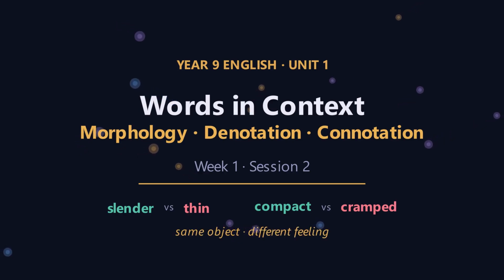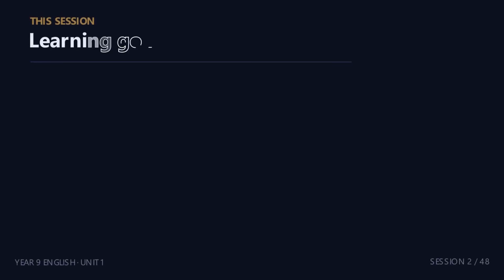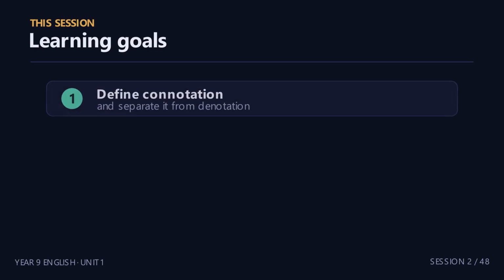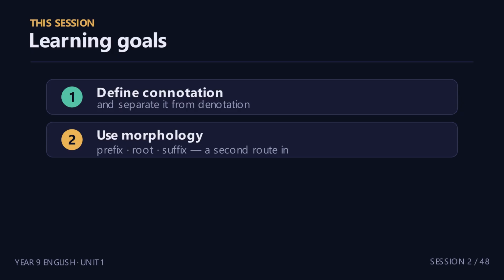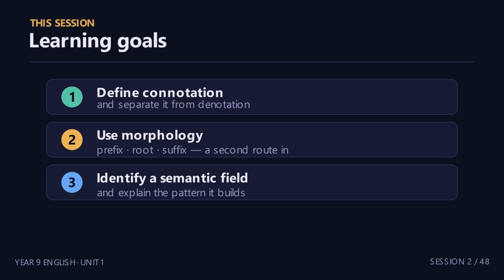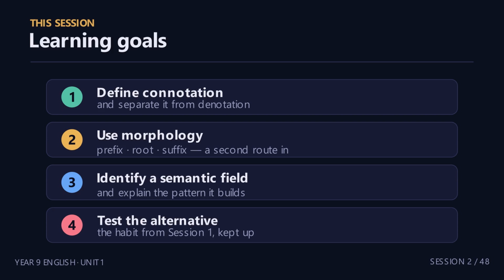Let's begin. 4 goals today. First, define connotation and separate it cleanly from denotation. Second, use morphology, that's prefixes, roots, and suffixes, as a second route into a word's meaning. Third, identify a genuine semantic field and explain the pattern it builds. And fourth, keep testing your reading against a credible alternative exactly as you did last session.